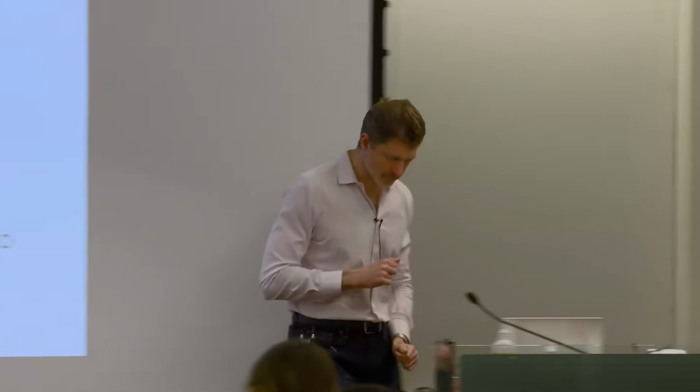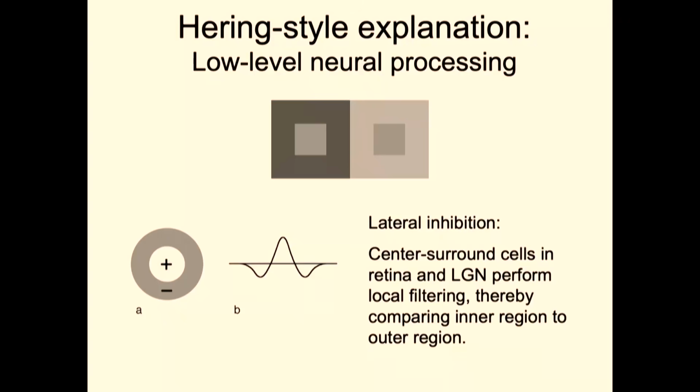Okay, and just as we explored explanations of phenomena like Mach bands and the Hermann grid in terms of these kinds of receptive fields, they were also offered as explanations of simultaneous contrast. All right, and so Hering was the person who favored these sorts of explanations.